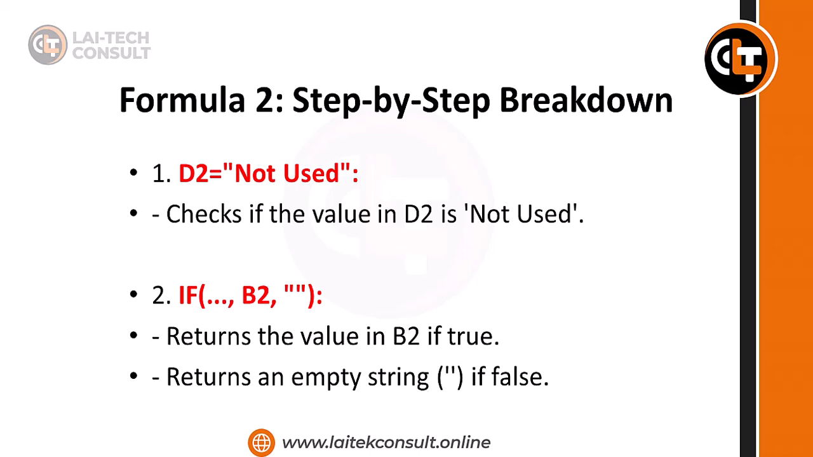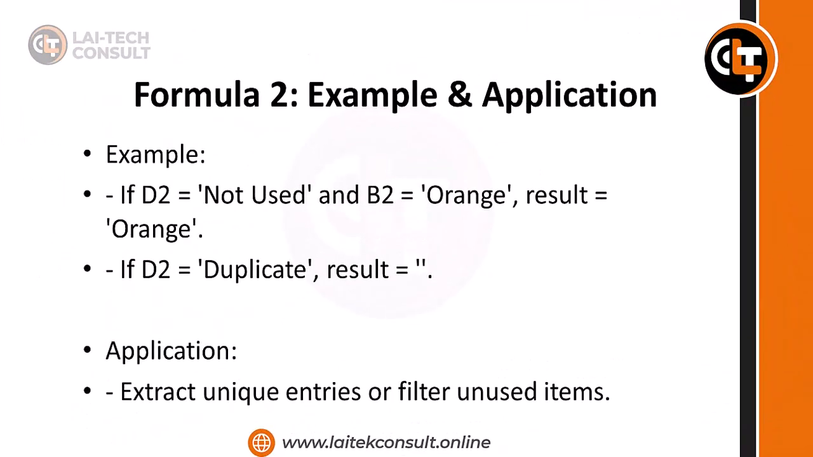Now let's look at an example and how to apply this formula in real life. For example, let's say D2 contains the value not used and B2 has the value orange. The formula will display orange because the condition has been met. If D2 says duplicate, the formula will display nothing. The result will be an empty string. In real life application, this formula is ideal when you want to focus only on unused data. For example, you can use it to create a clean list of items that haven't been processed yet.